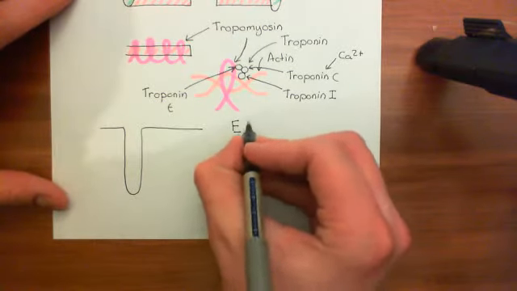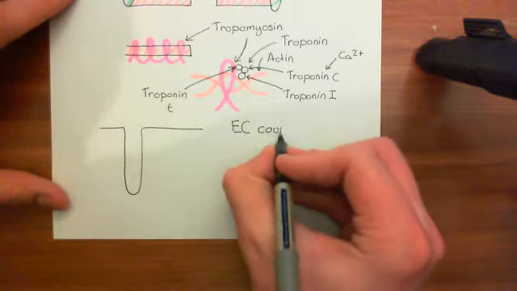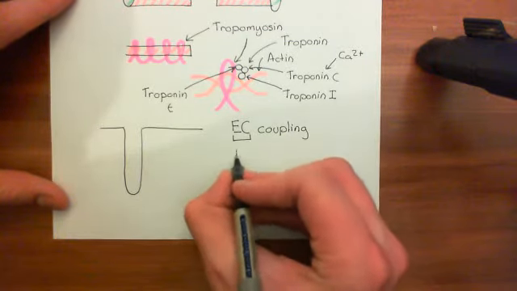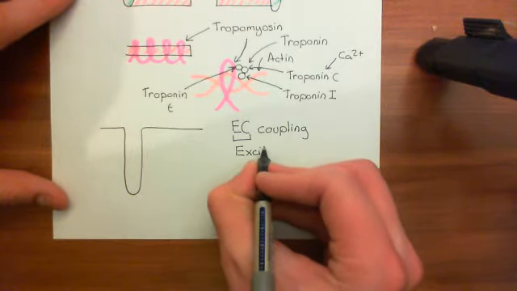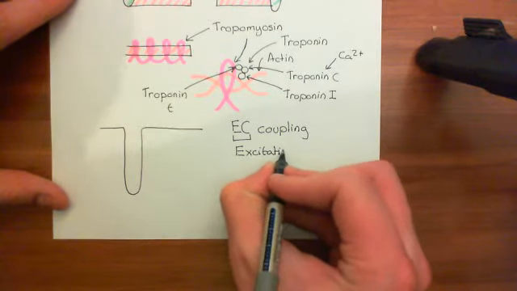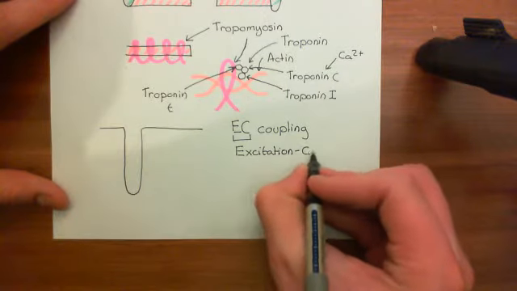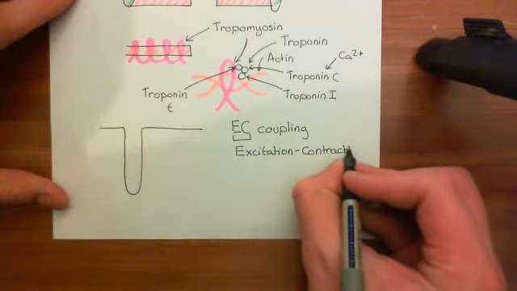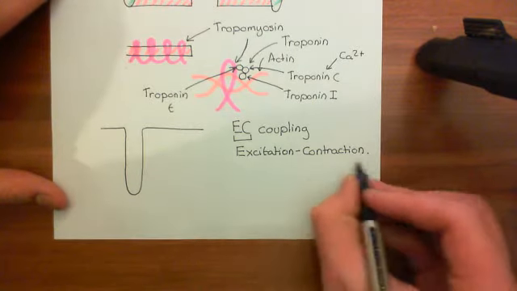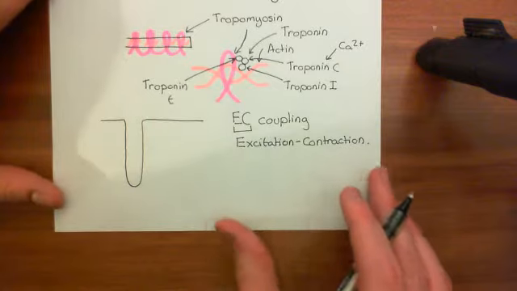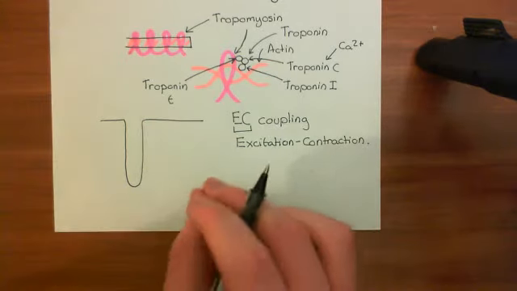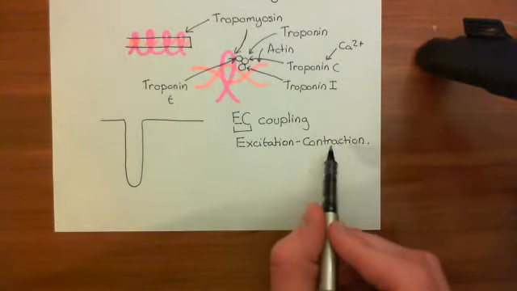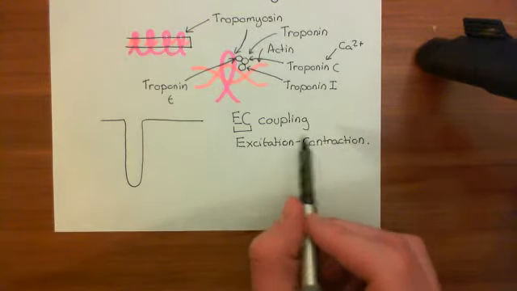So excitation-contraction coupling, which is often just abbreviated to EC coupling. Okay, and I'll just write out EC is just short for excitation-contraction coupling. This is the process by which you couple the electrical excitation of the membrane of the cardiomyocyte to the contraction of the cardiomyocyte. So you want the fact that the cardiomyocyte is undergoing an action potential to result in the contraction of the cardiomyocyte.